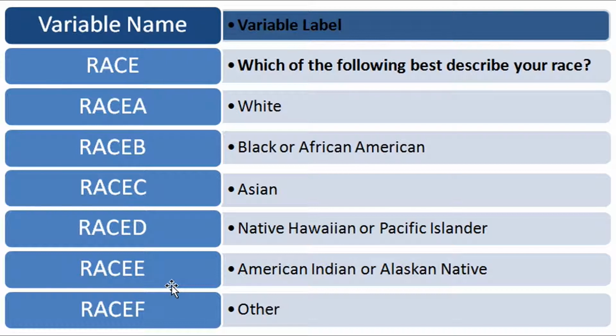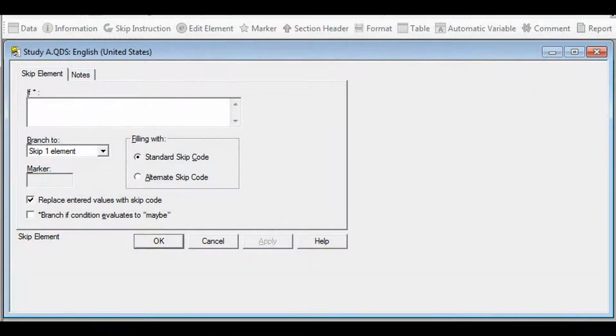So, in order to refer to our other choice for race in the skip element condition, we will need to use the term race F. So our condition will be race F is not equal to 1. This means that if the race choice of other is not selected, then skip. Note that we use the caret symbol to represent not in QDS.